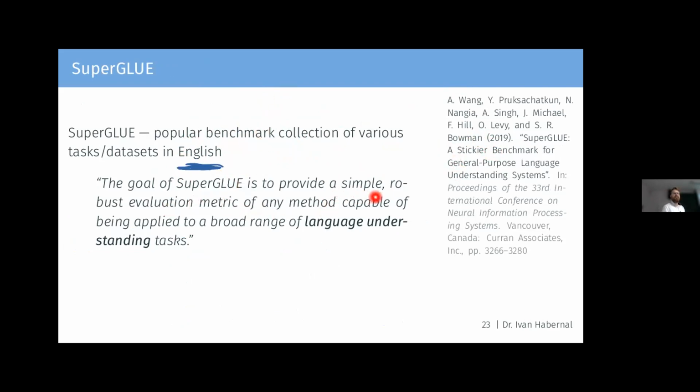The goal of SuperGLUE is to provide a simple, robust evaluation metric of any method capable of being applied to a broad range of language understanding tasks. GLUE means General Language Understanding Evaluation, and super means they took GLUE and made it bigger. So it's SuperGLUE. Everybody knows that, so you should know as well. SuperGLUE or GLUE are just a standard benchmark for language understanding. So if you see a paper saying we got human performance on SuperGLUE, you should know SuperGLUE is a collection of different tasks, and we'll show a couple of those in the next slides. It's one data set which has multiple sub data sets of different kinds, okay?